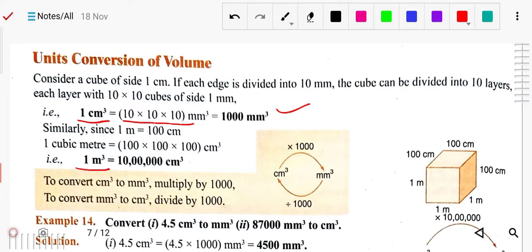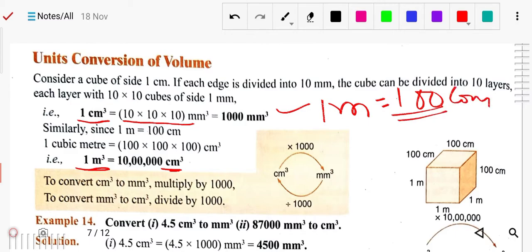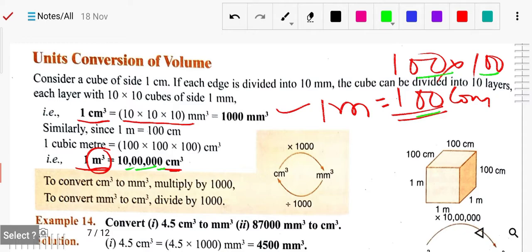Like this, we have solved the same example. In 1 meter how many centimeters? 100 centimeters. If it is a cube, it means 3 times 100, so 100 into 100 into 100. So how many zeros are there? Count: 6 zeros. So 1 meter cube equals 1000000 centimeter cube. Likewise you can convert it.